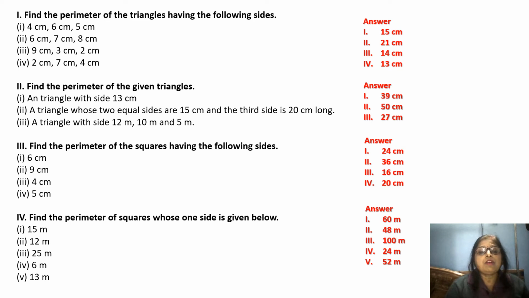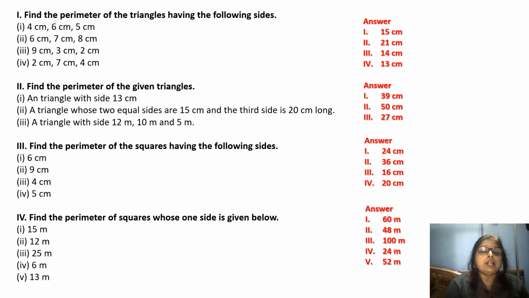Next, find the perimeter of the squares whose one side is given below, that is 15 meter, 12 meter, 25 meter, 6 meter and 13 meter. So here different measurements are given. You draw the picture and then find out the perimeter of the given squares.